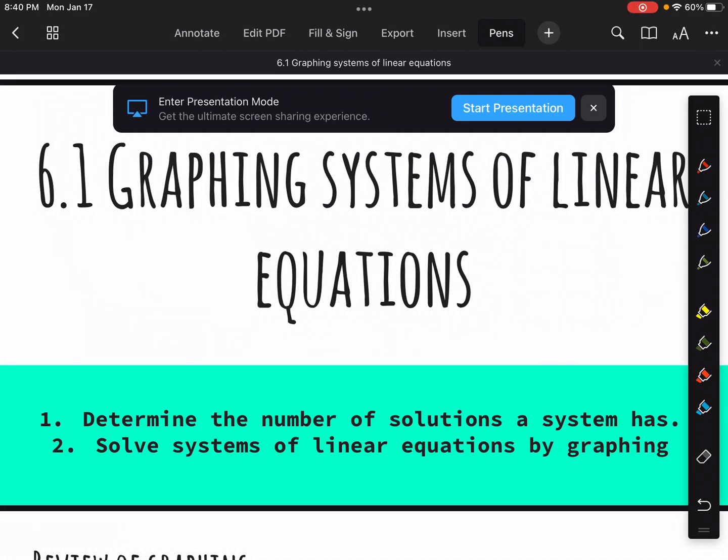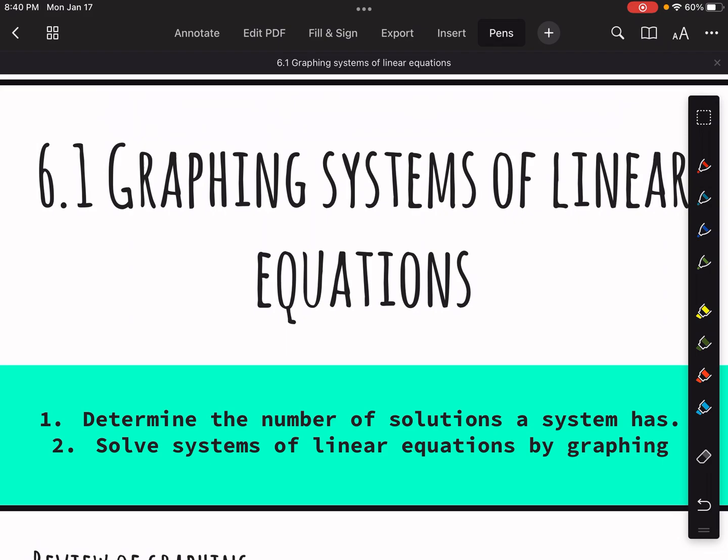In chapter 6 here, we're going to be focusing on systems of linear equations. Something is considered a system when we have two or more equations on the same picture. And we're actually trying to see where the system has a solution, or where the two things have something in common. Two or more things, I should say.